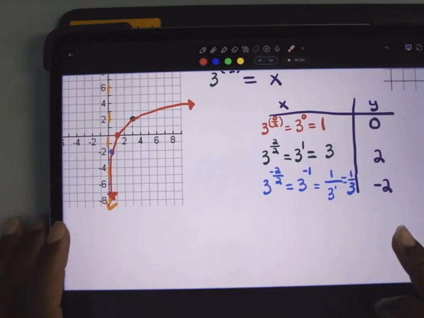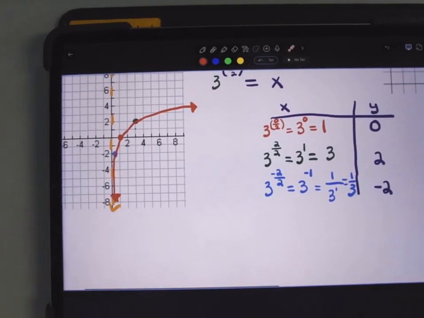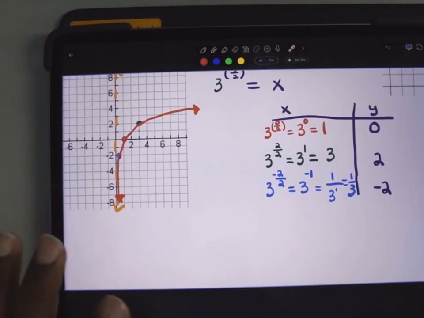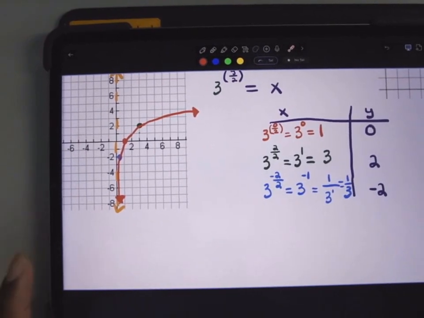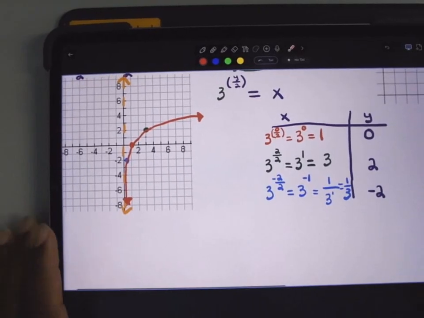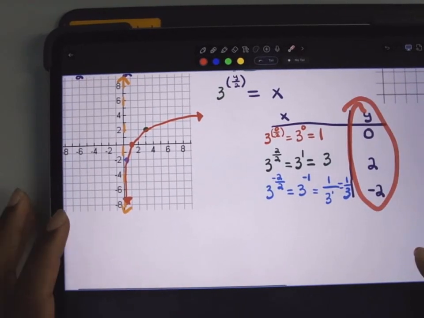But those are the log functions. They're the inverses of the exponential functions. I think the exponential functions were easier to graph, so I think this way just makes our lives easier. Just remember, you pick the y values and you get out the x values. You guys got any questions?